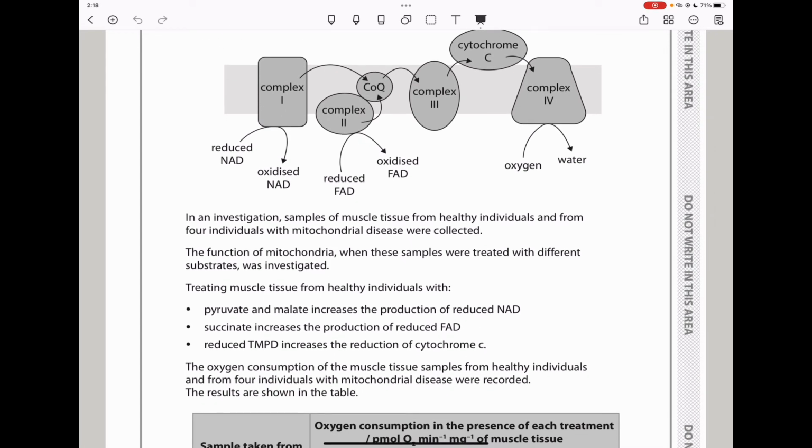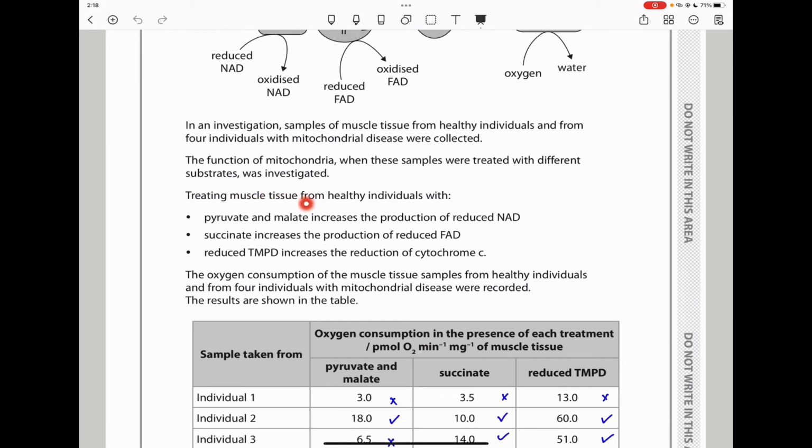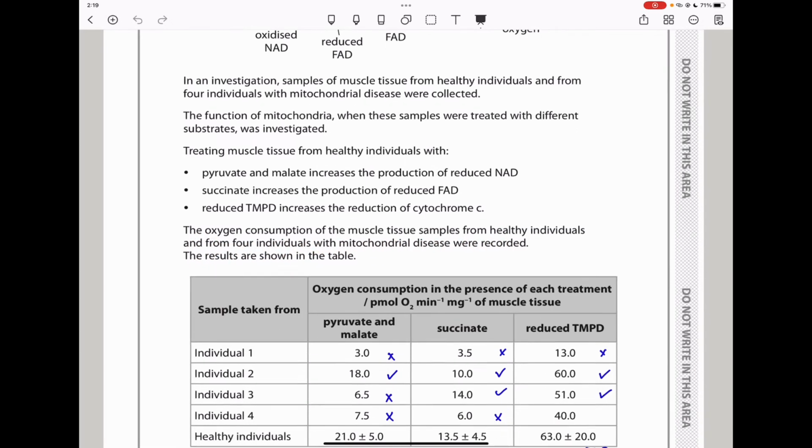They say, in an investigation, samples of muscle tissue from healthy individuals and from 4 individuals with mitochondrial disease were collected. The function of mitochondria when these samples were treated with different substrates was investigated. Treating muscle tissue from healthy individuals with pyruvate and malate increases the production of reduced NAD. Succinate increases the production of reduced FAD, and reduced TMPD increases the reduction of cytochrome C. So you can see that. They say the oxygen consumption of the muscle tissue samples from healthy individuals and from 4 individuals with mitochondrial disease were recorded. The results are shown in the table.